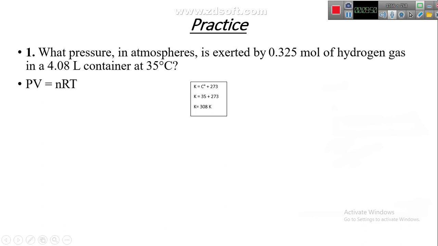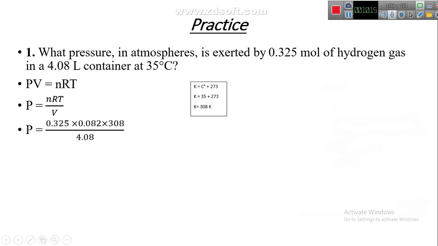We use the ideal gas law, PV is equal to nRT. What is needed in the question? It asks how we can find the pressure in atmosphere. Then we can convert the same relation: P is equal to nRT over V.